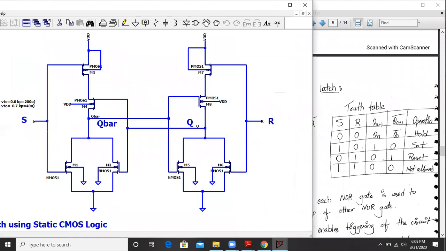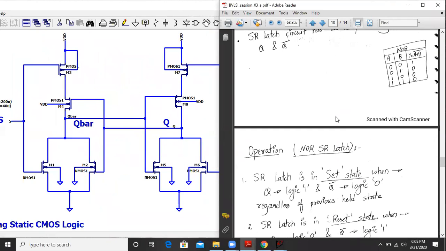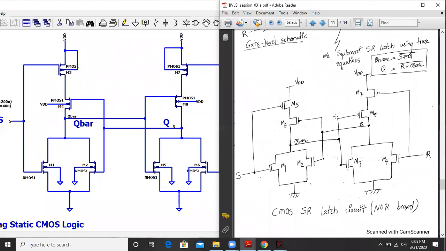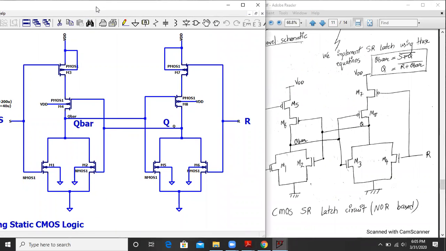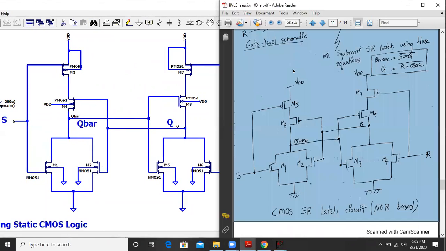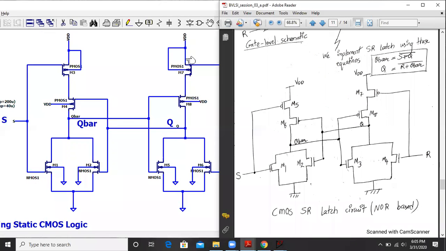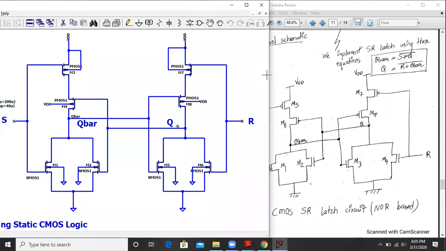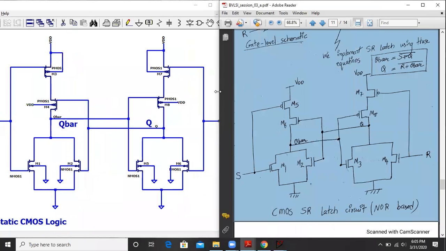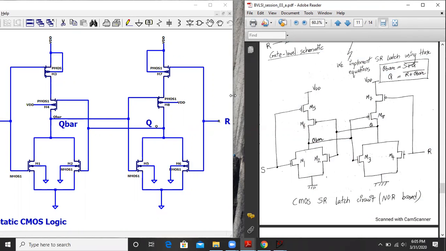So now we have seen this. I'll just show you the CMOS implementation of the circuit so that you can have a look over it. So this is my SR latch. Let me just reduce the size of this window so that it fits over here. Now it's fine.